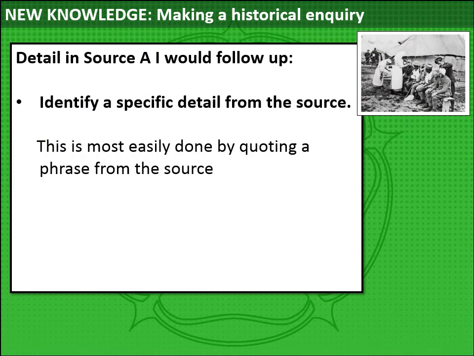Firstly, identify a specific detail from the source. Now this is most easily done in written sources: you just need to write a quote. You just lift relevant words that you're going to take and develop in your other sections of the answer and jot them down. That's all you need to do.